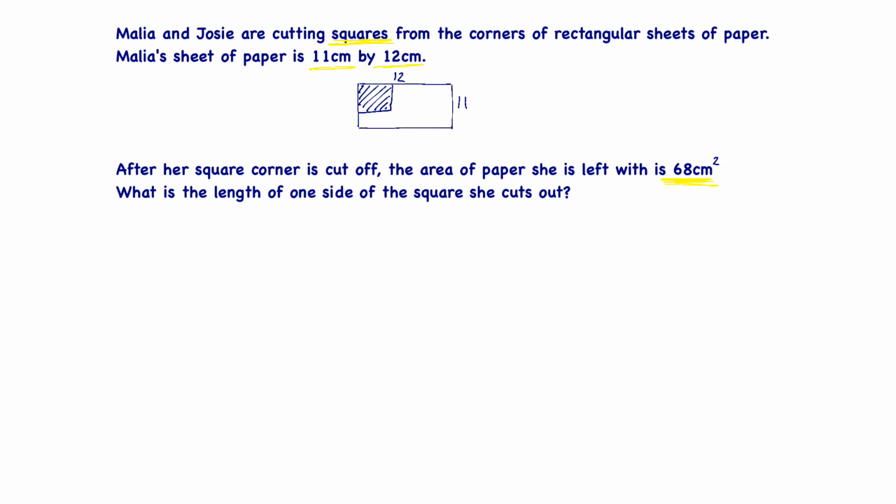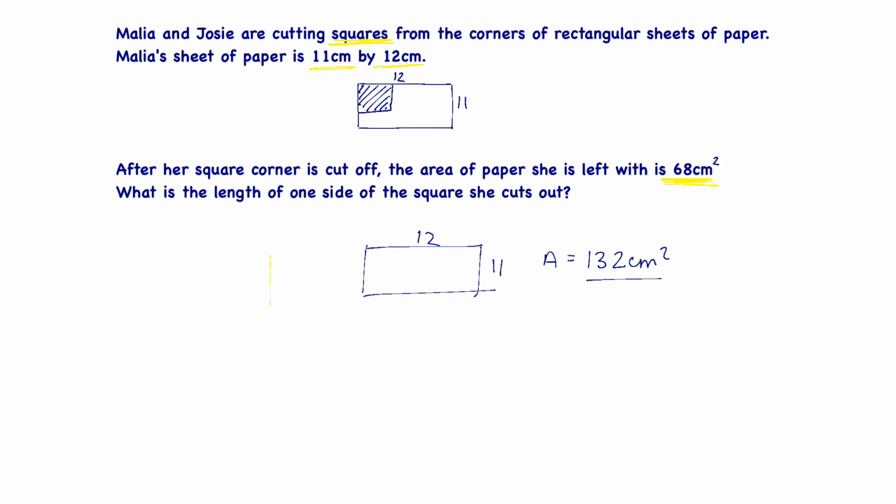So let's think about what we know first of all. Well, we know that Malia's sheet of paper is, let's use a different colour, 11 by 12. So we've written that above, let's do it again. 11 by 12. Let's work out what the area of this piece of paper is. 11 times 12 is 132 centimetres squared. So the area of her piece of paper originally is 132 centimetres squared.